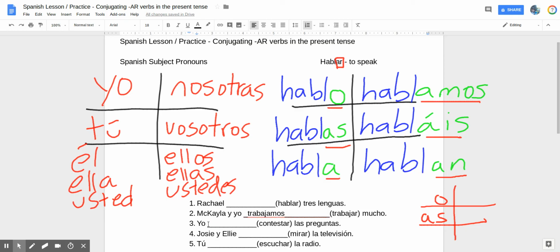Okay, so for number 3, it says yo. Yo should be super easy because it's right here at the top left. Yo, it has to end with an O. So I'm going to say contest, and I removed that AR, so now I just have to add the O. And I have yo contesto las preguntas.